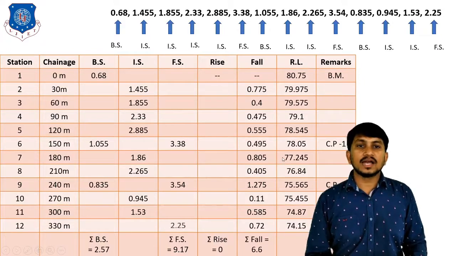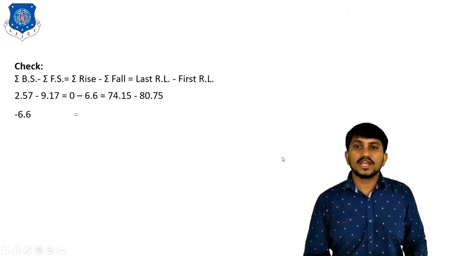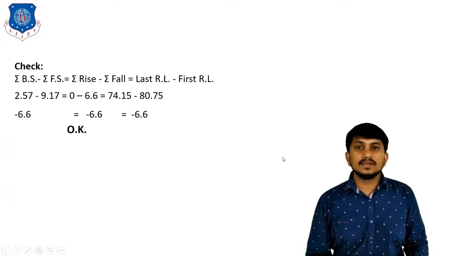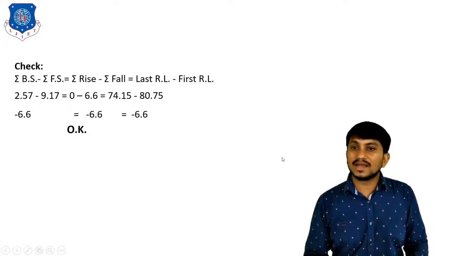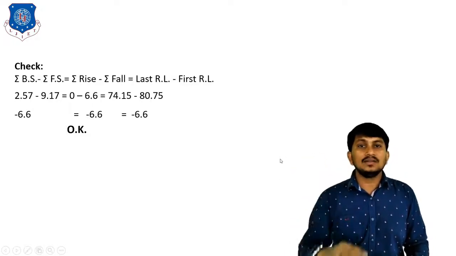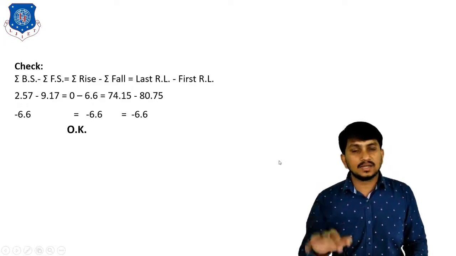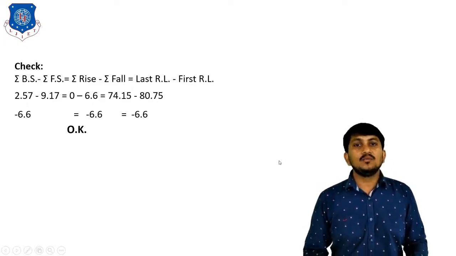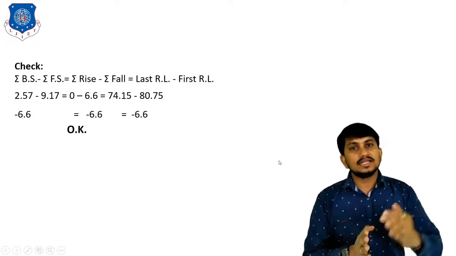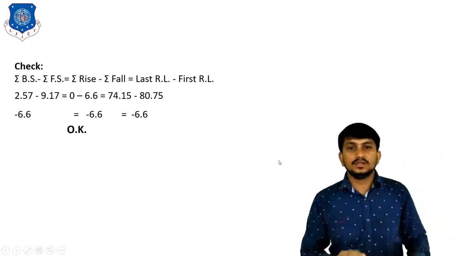After calculating the RL of all points, we have to check the RL. For checking the RL in the rise and fall method, sigma BS minus sigma FS should be equal to sigma rise minus sigma fall, which should be equal to last RL minus first RL. So here the values are similar, minus 6.6. So the check is okay. The above RL values of all points are correct. This is how we can calculate the RL of all points where there is a continuously sloping ground.